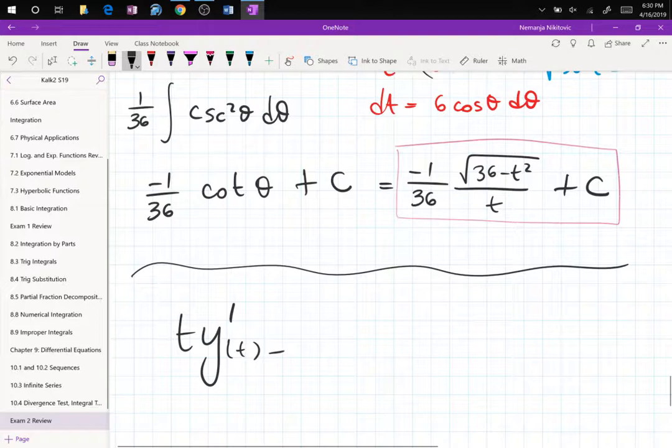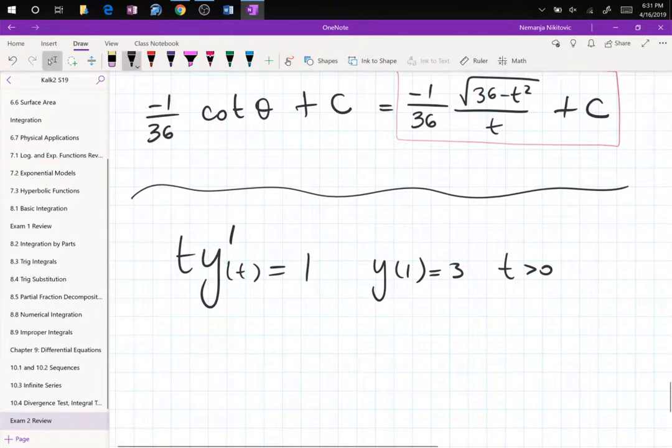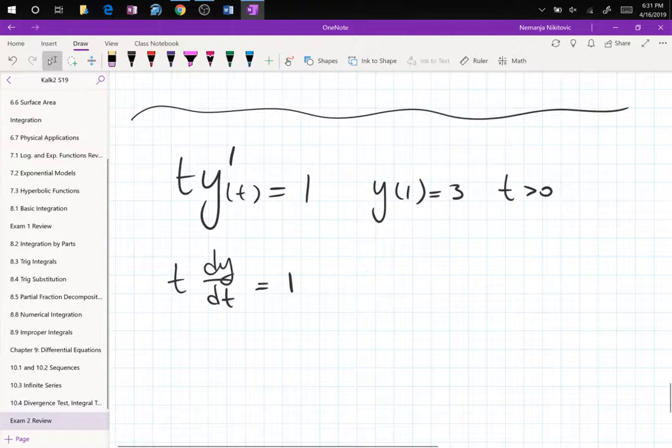t y prime of t is equal to 1, y of 1 is equal to 3, for all t bigger than 0. So t times dy dt is equal to 1. Separate variables. So dy alone is equal to 1 over t dt.